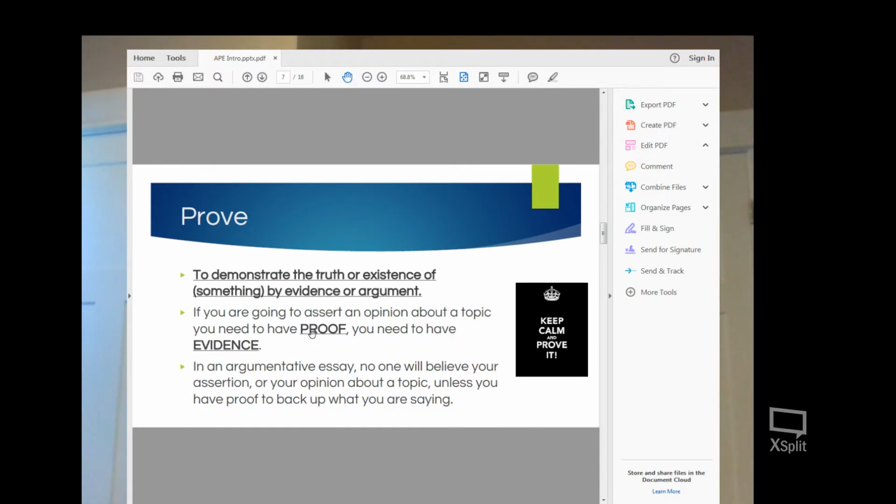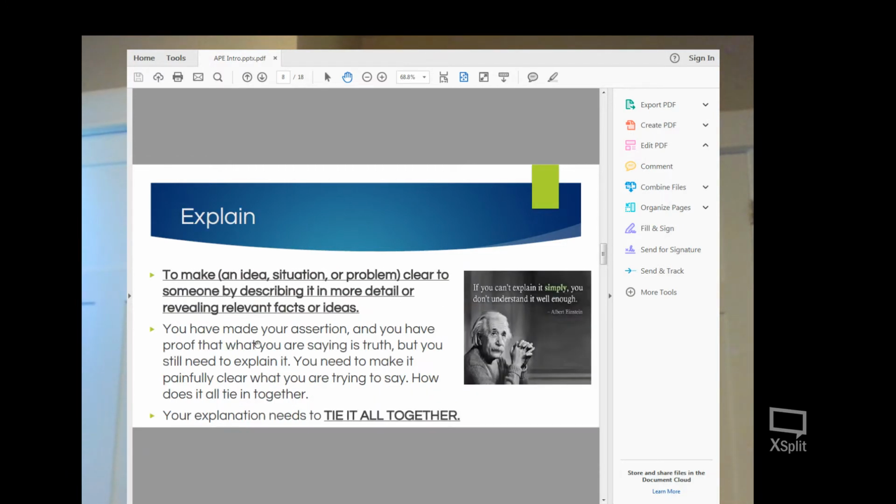Next, you have prove, which is to demonstrate the truth or existence of something by evidence or argument. This is where your proof and evidence comes into play, and I will show you some examples of this, but this is normally an example from the text. Next, we have explain, which is to make an idea, situation, or problem clear to someone by describing it in more detail or revealing relevant facts or ideas. Pretty much, it just means to tie it all together.